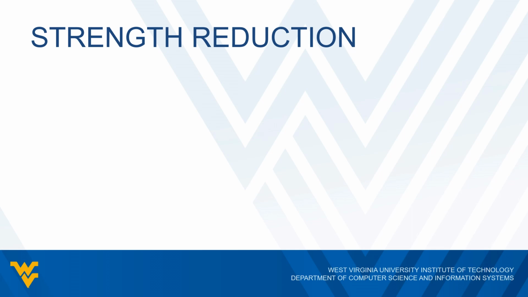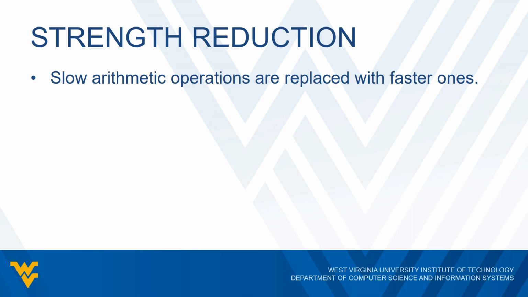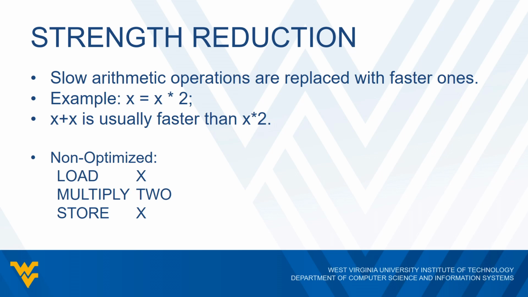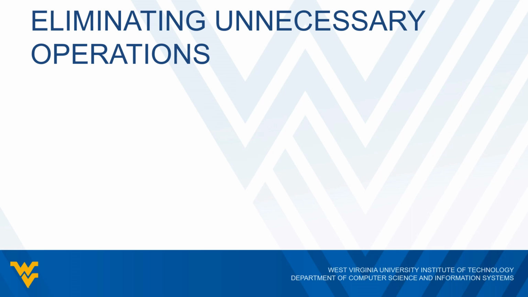With strength reduction, we replace slow arithmetic operations with faster ones. For example, on most computers, incrementing is faster than addition, addition is faster than multiplication, and multiplication is faster than division. So whenever possible, the compiler replaces an operation with one that is equivalent but executes more quickly. Let's take the example of x equals x times 2. We just mentioned that addition is usually faster than multiplying, so we're going to replace x times 2 with x plus x. The non-optimized translated code would be load x, multiply it by 2, and then store x. But it's actually faster if we just add x instead of multiplying by 2, and then take that result and store it in x.